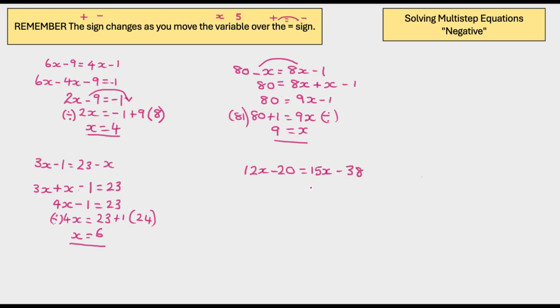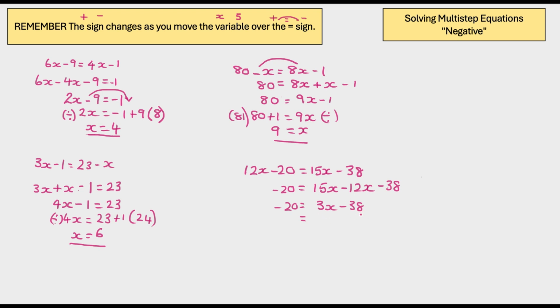Right. Okay, so like I do, I tend to take the smaller over to the larger. So I've got 15x, and that's a plus. So it's going to become negative 12x, minus 38. You have a negative 20 left. So 15x minus 12x equals 3x, minus 38 minus 20. Just put it all in as you go.